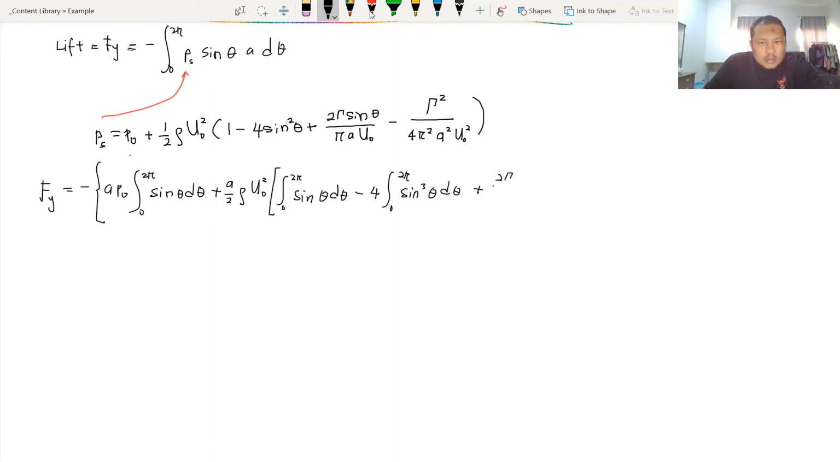2 gamma divided by pi a u naught, integration from 0 to pi sin theta d theta, minus 4 pi squared x squared u naught squared, integration from 0 to pi sin theta d theta.